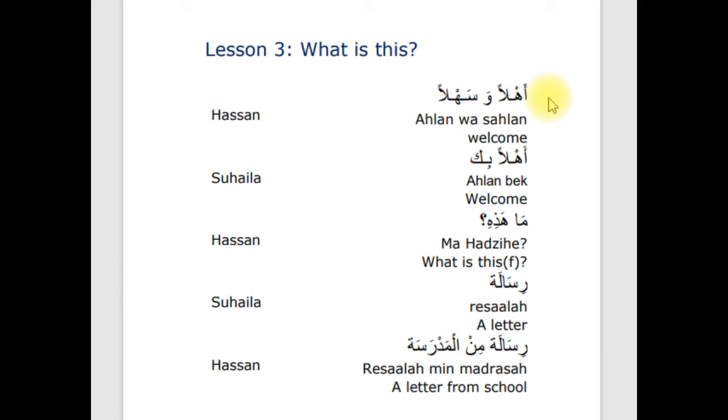أهلا وسهلا. أهلا بك. ما هذه؟ رسالة. رسالة من مدرسة.